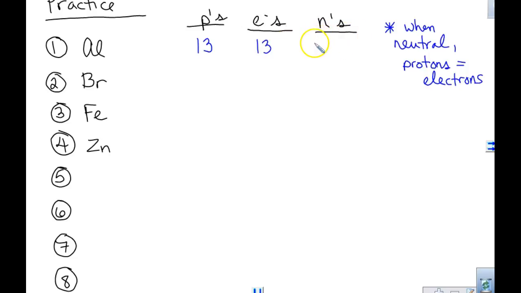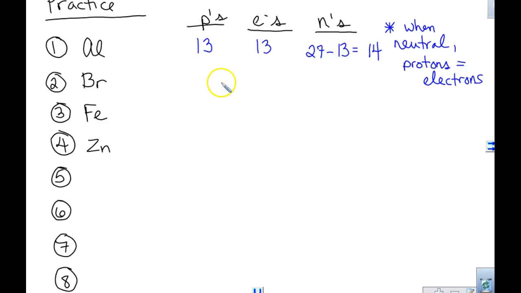In the POGL, you defined the mass number as protons plus neutrons. Well, you need to subtract the atomic number from the mass number. So you're going to round the mass number to a whole number. So for aluminum, that would round to 27. And then we're going to subtract the atomic number, 13. So that's going to give us 14 neutrons. Okay? Alright, let's do the next one.